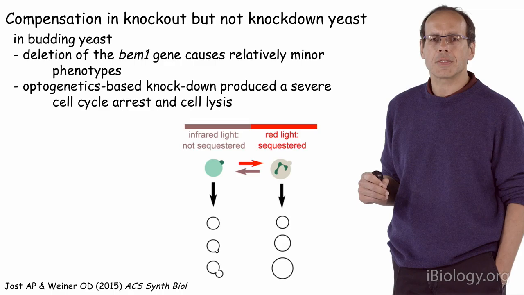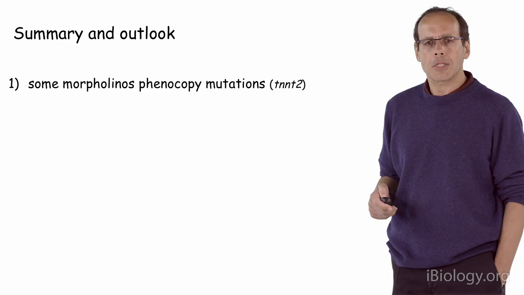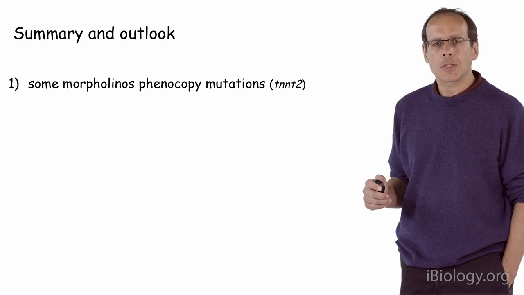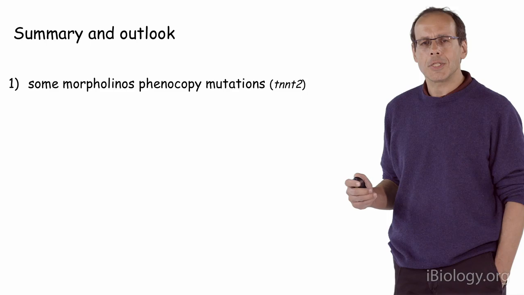So to summarize and essentially provide some outlook on these studies, clearly there are some morpholinos that phenocopy mutations, at least at the morphological level, for example, cardiac troponin T that we use extensively in part two to block contraction of the heart.